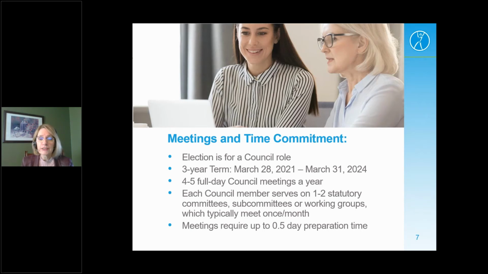We also have each council member serve on 1 to 2 statutory committees or a subcommittee or some kind of working group that typically meet once per month. And again, these are all virtual right now. I think that when we come out of this pandemic, there will be a combination of virtual and in-person meetings, just depending on how much work the committee has to do and the kinds of decisions they're making. Definitely for some committees, we can shorten the meetings and do them virtually.